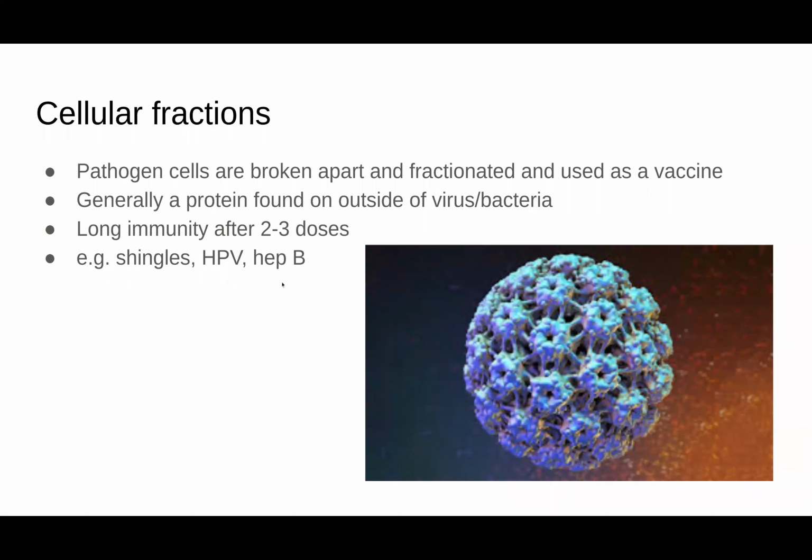Examples of these types of vaccines include shingles, HPV, as well as hepatitis B. These do require 2 to 3 doses, but they do give you lifelong immunity as well. For instance, I was tested for Hep B immunity recently because I had a weird result on a liver test. It told me I was still hepatitis B immune, and I got that Hep B vaccine when I was about 8 or 9. So it's been going strong for 20 years.